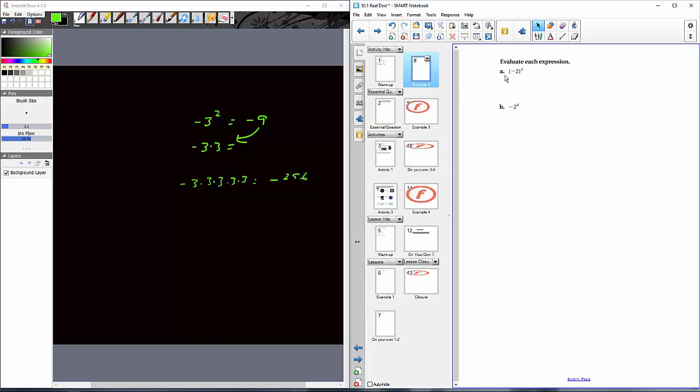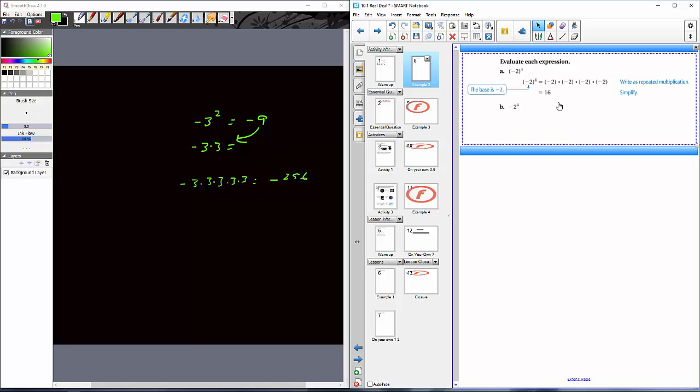This one here is going to be negative 2 to the fourth, so negative 2 is in parentheses. My answer will then be a positive answer. This one here, it's just negative 2 to the 4th power. So this will be a negative answer because only the 2 is being multiplied 4 times, and there's a negative sign in the very front. So although these numbers will be the same, one will be positive, one will be negative.